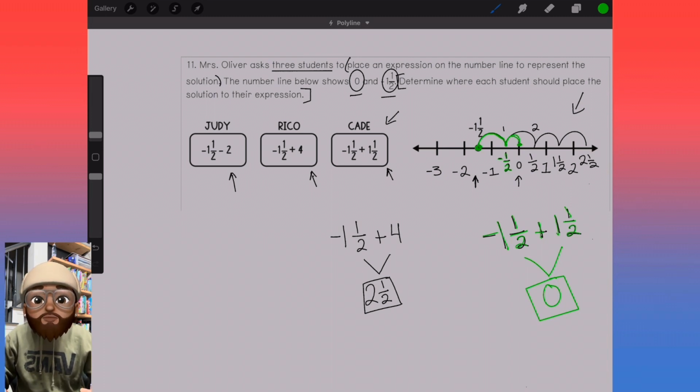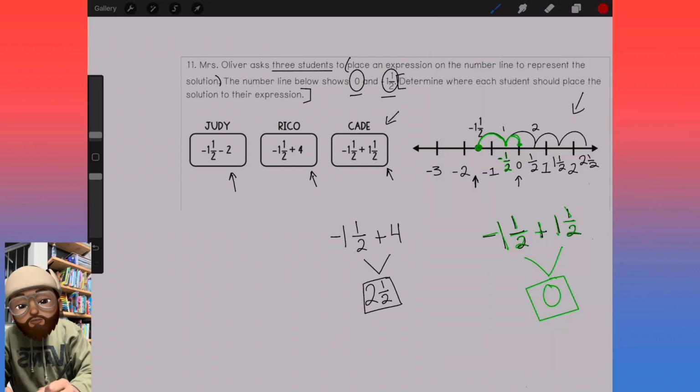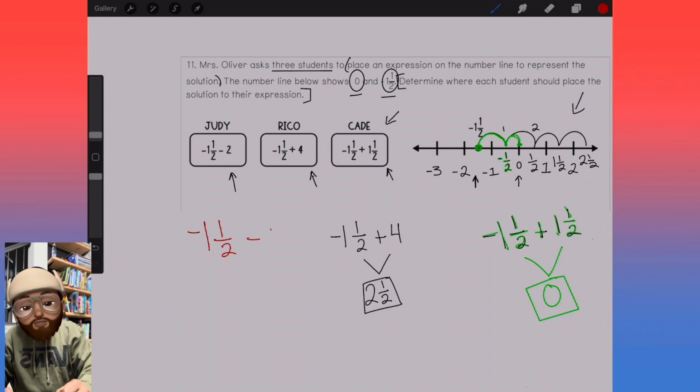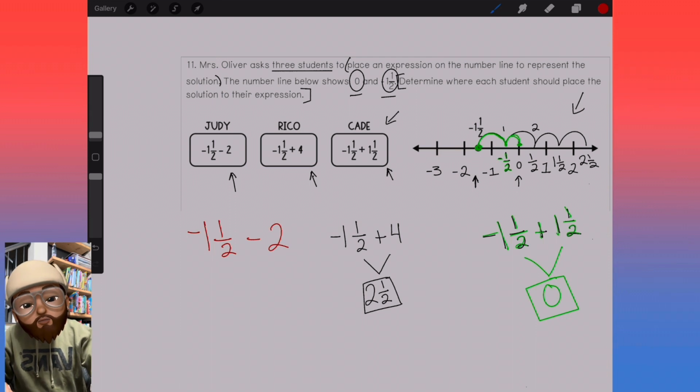All right. And finally, let's go ahead and tackle Judy's. So as I said before, Judy's is about subtraction. That'll be our next lesson, but let's go ahead and do a preview now. So with Judy, she starts off, let's change the color for Judy, with a negative 1/2 minus 2. Okay, so the negative 1/2 would start us right here where we started with all 3. And we're going to be subtracting 2 from that negative.